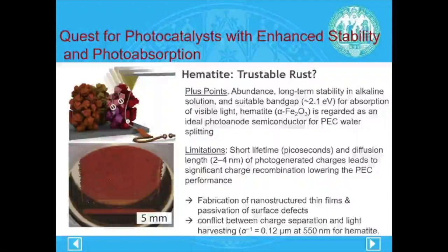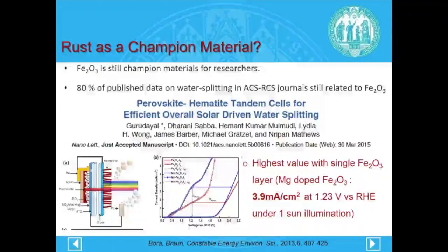But as I just mentioned, there are limitations in terms of the lifetime of charge carriers, which is only a few picoseconds, and the diffusion length. So you can't make iron oxide photocatalyst films or powders very thick, because the photo-generated charge carriers can only diffuse up to a few nanometers, and otherwise they will recombine. So this is the challenge when it comes to designing these electrode materials. But still, iron oxide is one of the most investigated materials. As you see here on this slide, more than 80% of the published data is on iron oxide.